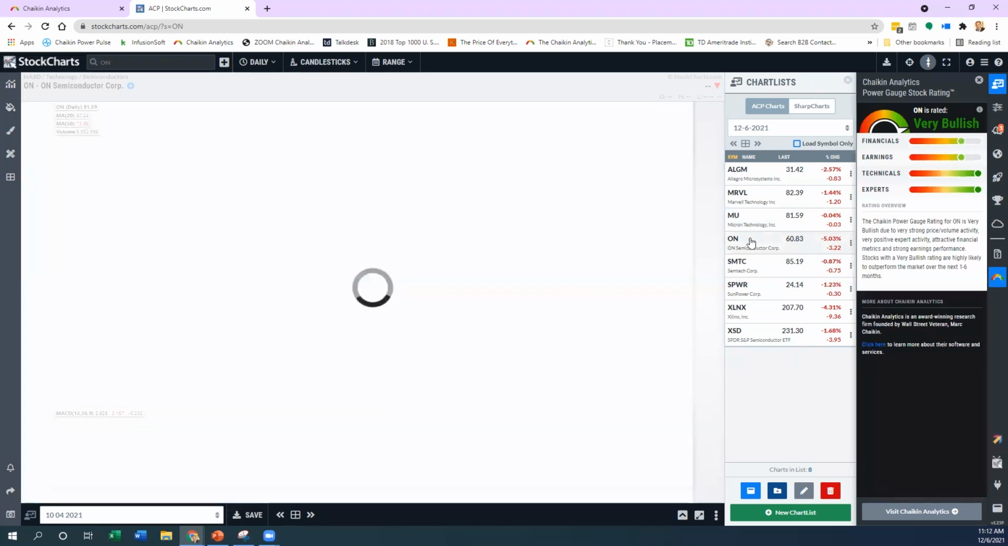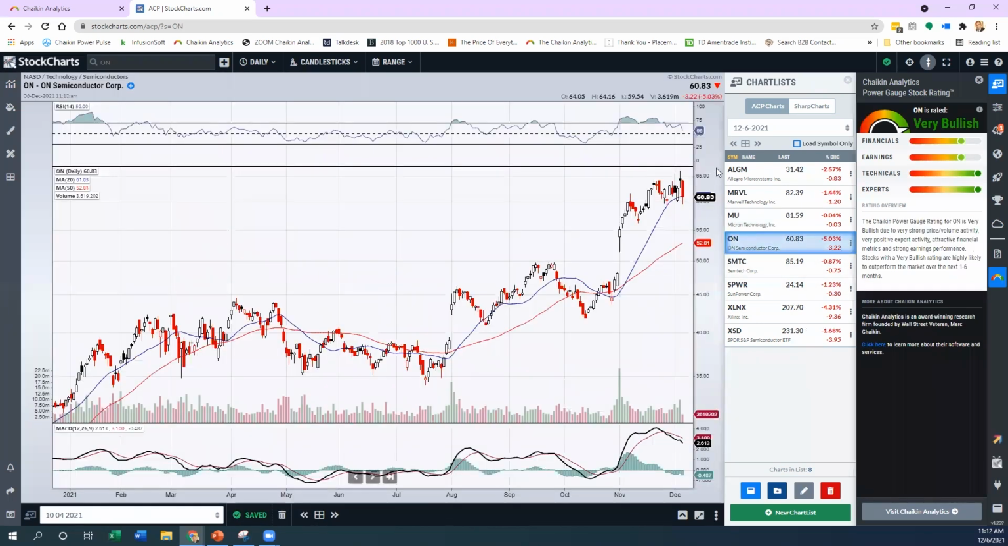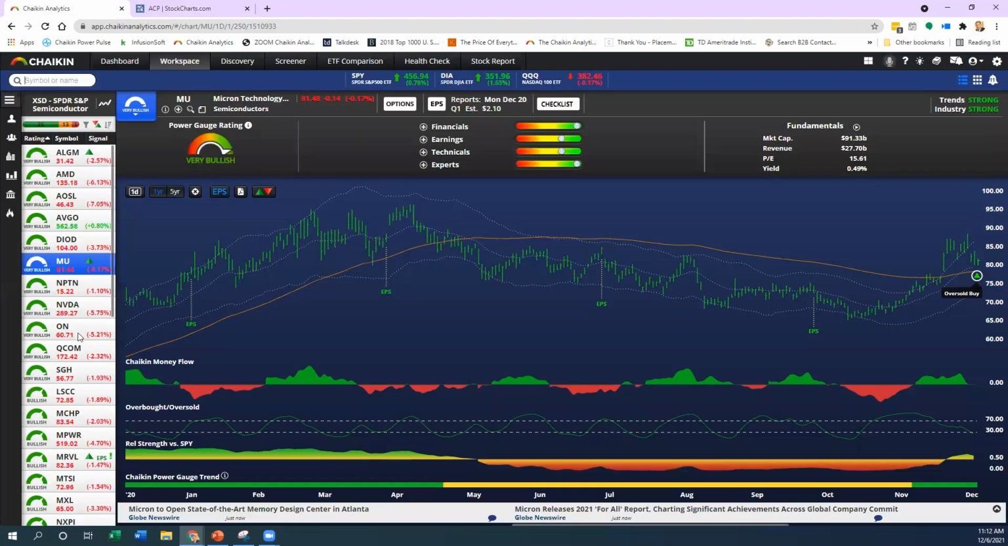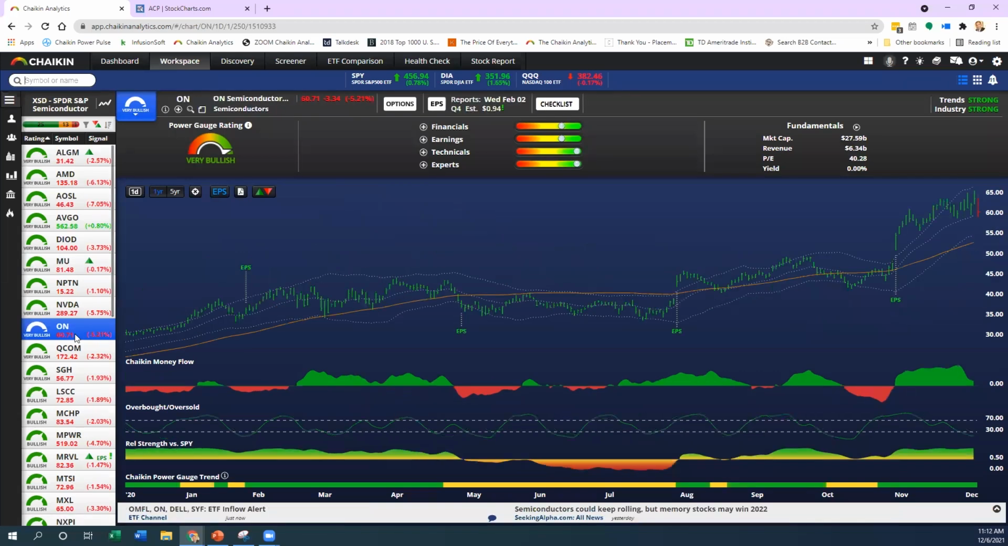Let's look at ON Semiconductor, symbol ON, that's simple. And again, a big gap. I mean, these stocks have been, no doubt, kind of whipsaw-y here. But let's take a look at what the Chaikin system says. Again, very bullish, great financials, earnings, technicals, and experts rating. And if I go look at ON Semiconductor right here, you see a very similar setup.